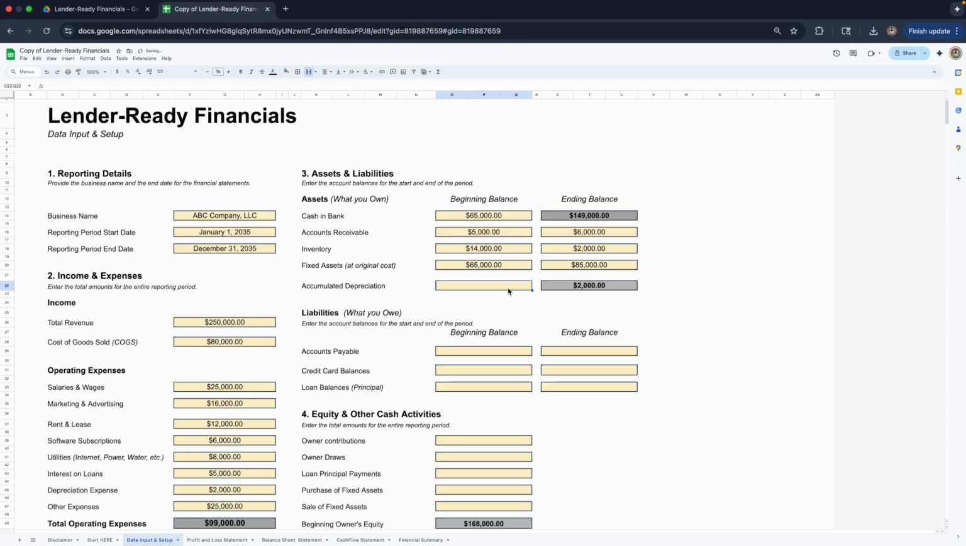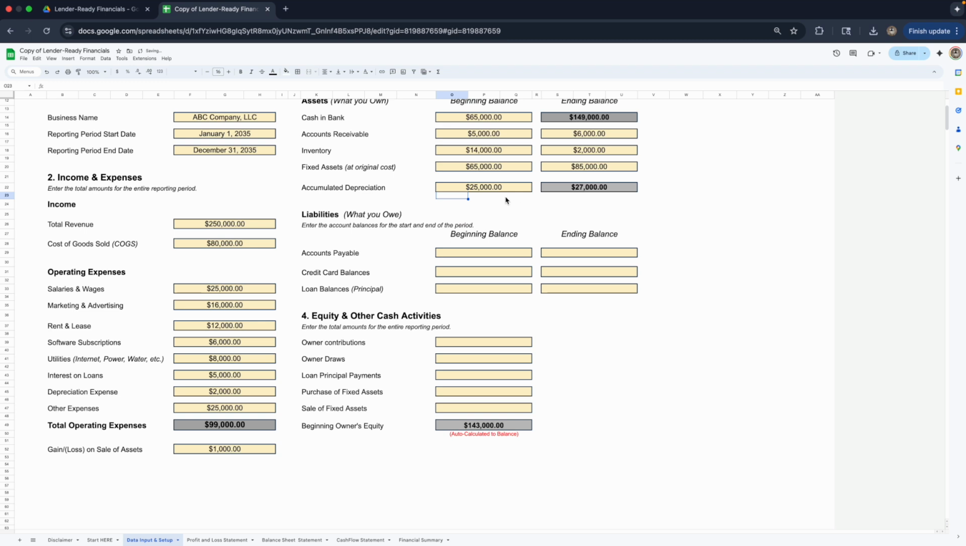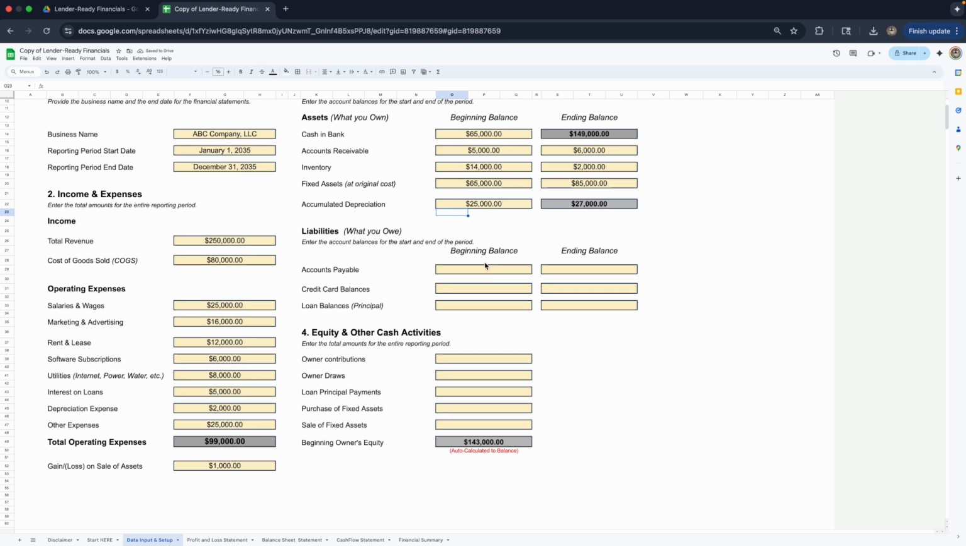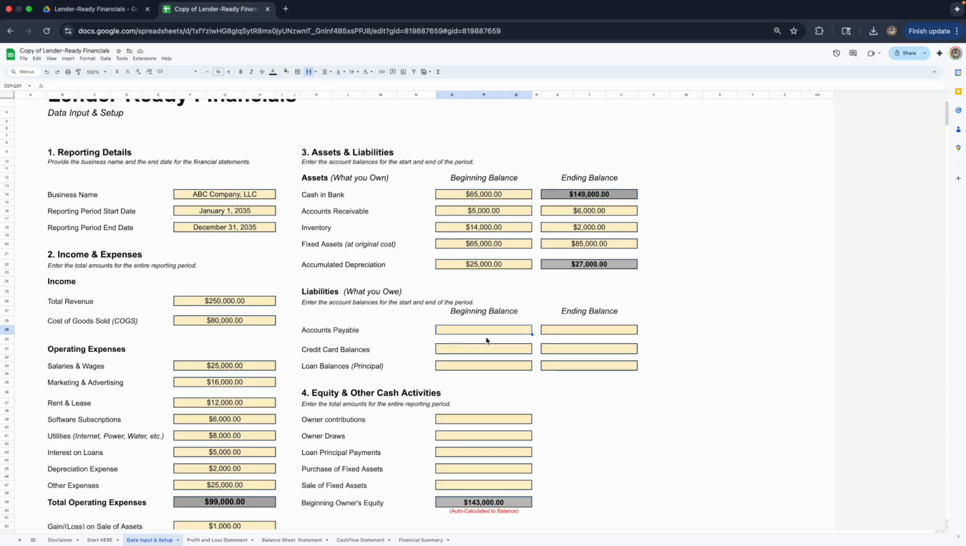Cumulative depreciation is the beginning balance. Let's say we have 25,000. Cumulative depreciation is basically your depreciation at the beginning of the year, plus your depreciation expense for the period, right? Beginning plus whatever you expense for the period equals your cumulative depreciation, which it calculates for you. And AP, again, if you are cash basis, you don't need to record accounts payable because you wouldn't have a payable. If you're accrual or hybrid, then you might have this. So just put in what the beginning balance is as of January 1st, 2035.